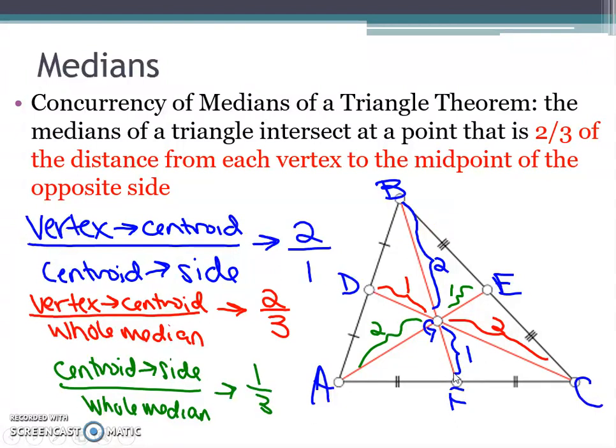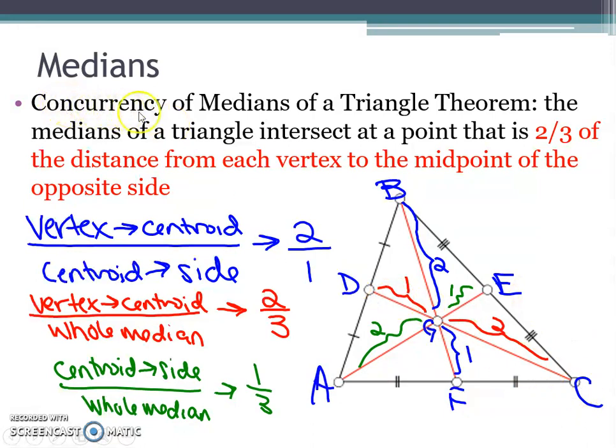Okay, the ratio. So let's write this. Vertex to centroid is 2. Centroid to side is 1. That's the ratio. Okay. Now let's write this. Look at the red line here. Vertex is here, to centroid is 2, to the whole median. The whole median is from here all the way down. That's 2 plus 1, so that's 3. So vertex to centroid over the whole median is a 2:3 ratio. This is what I mean by 2/3 of the distance from each vertex to the midpoint of the opposite side.